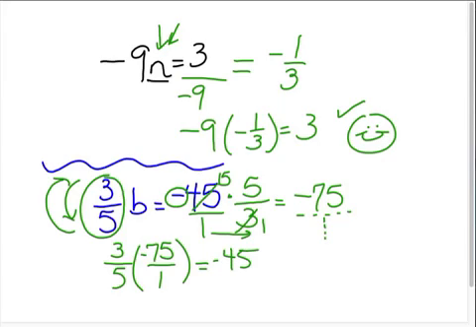If we reduce, and when we check this out, we can reduce it. See that these are both divisible by 5. This is 15, that's 1. It works, and again, everybody's happy.